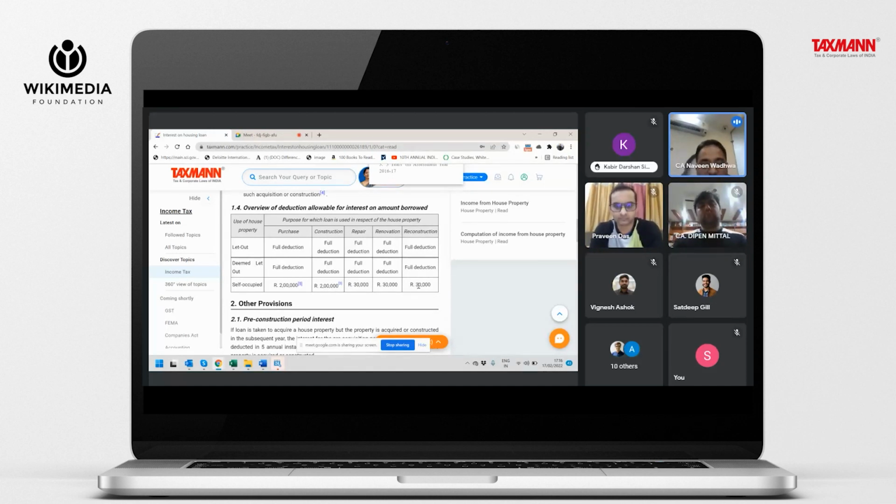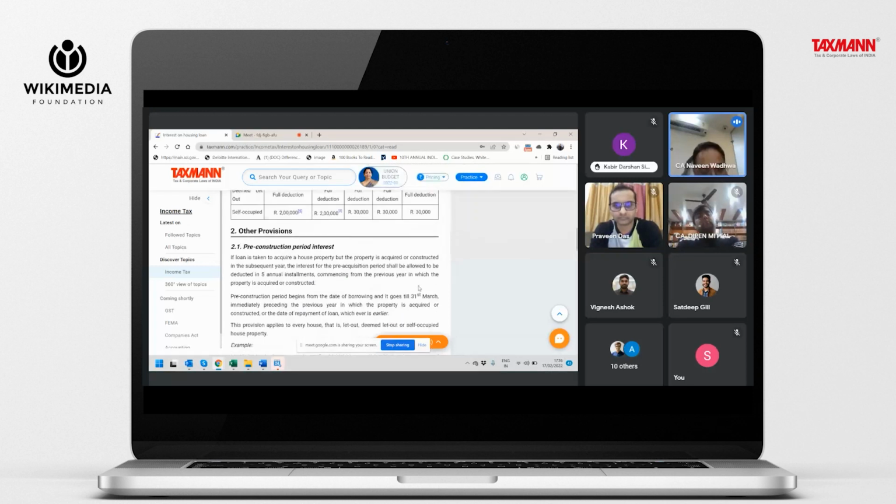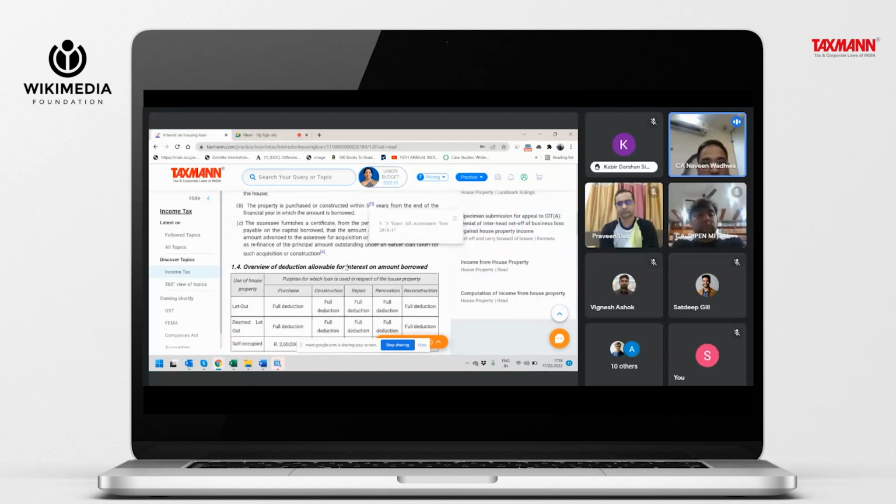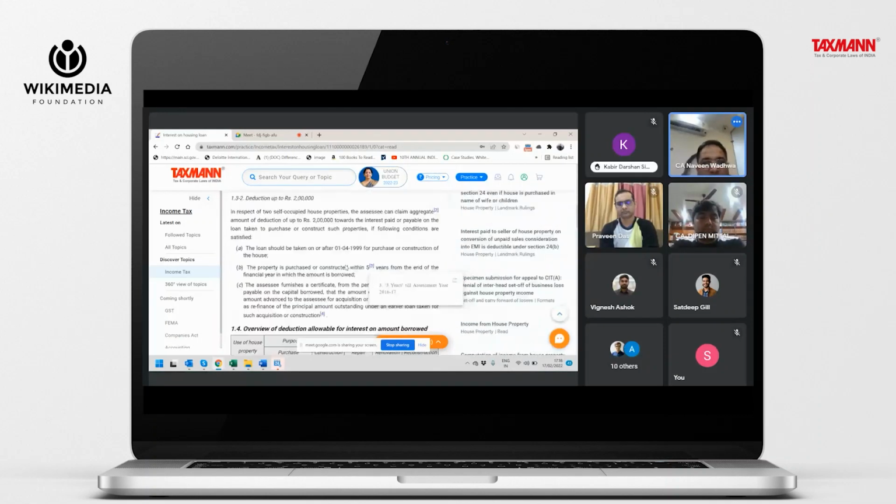So that's point number one. There is another point: you have taken a loan, but you got the delivery possession of your house after a few years. In that situation, your interest during the pre-construction period would be allowed as a deduction in 5 equal installments, right? So you can read more about interest on housing loan. That's pretty simple.